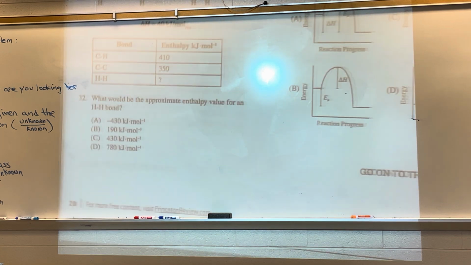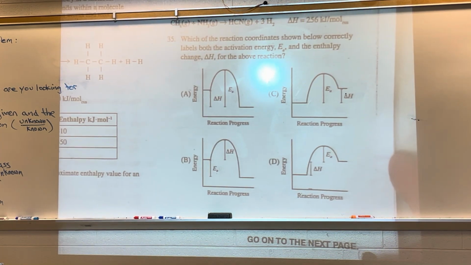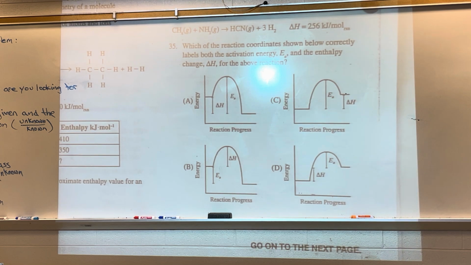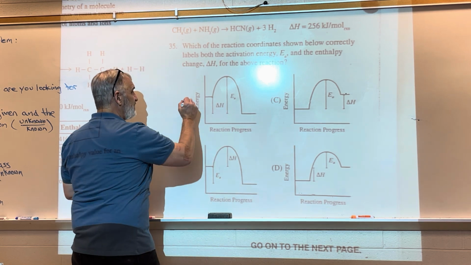I'm going to review the 35. Here's my reaction. First off, delta H is positive. Does that mean it's endothermic or exothermic? Endothermic. So does that mean products need to be above or below reactants? Above. So that means I can eliminate A and B, if I just know it's endothermic.